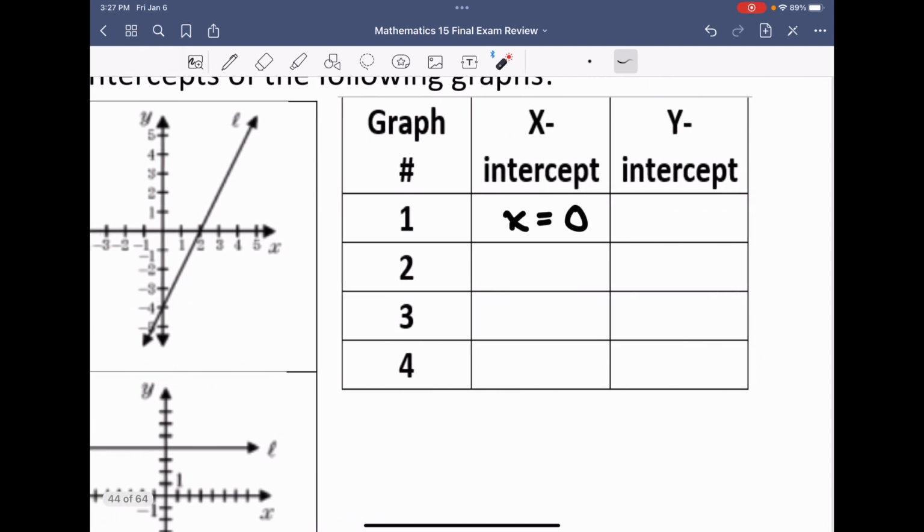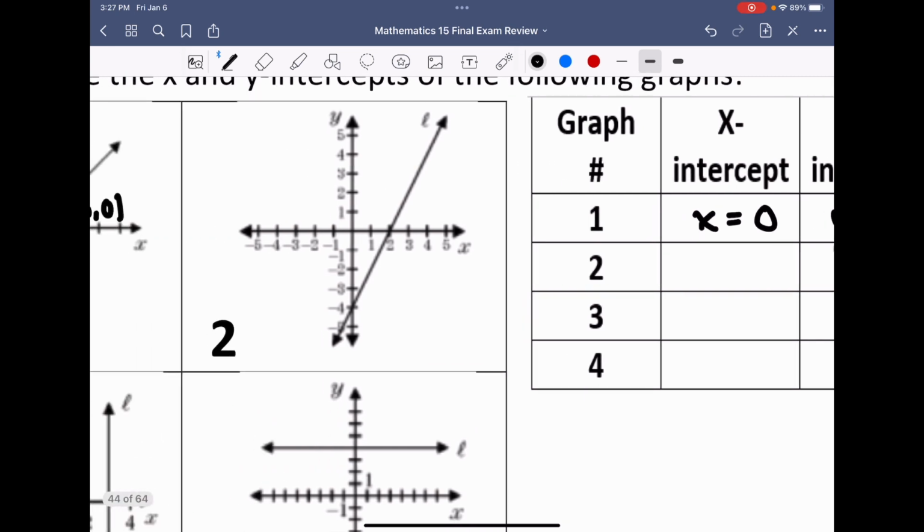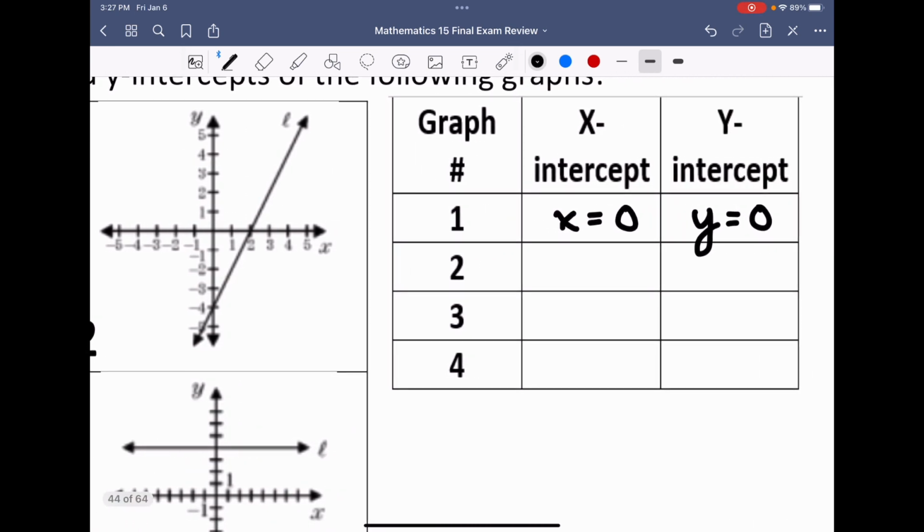So we go over and we say that y is also equal to 0. They share the same intercept. Okay, graph number 2. Graph number 2 says, yeah, we want to look for our x-intercept. Our x-intercept occurs when it passes the x-axis. That is right here at x equals +2.